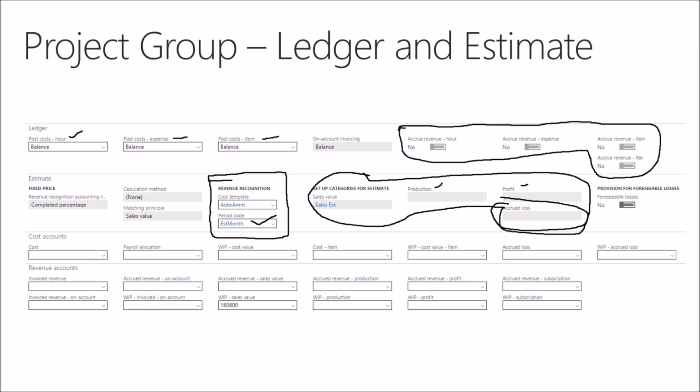Other than that, you can define different accounts at a project group level. We'll talk about that downstream, but you can see right here for this WIP sales value one, we have a project group specific value there of 160,600. So I hope that gives you an understanding of the ledger and estimate tabs.